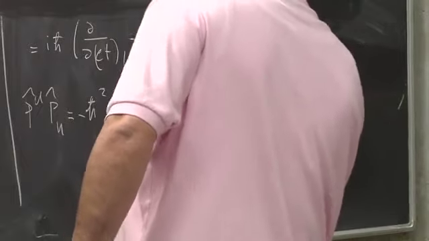Now, a few important things about combining quantum mechanics with relativity. So basically we combine quantum mechanics plus special relativity, and we get relativistic quantum mechanics.